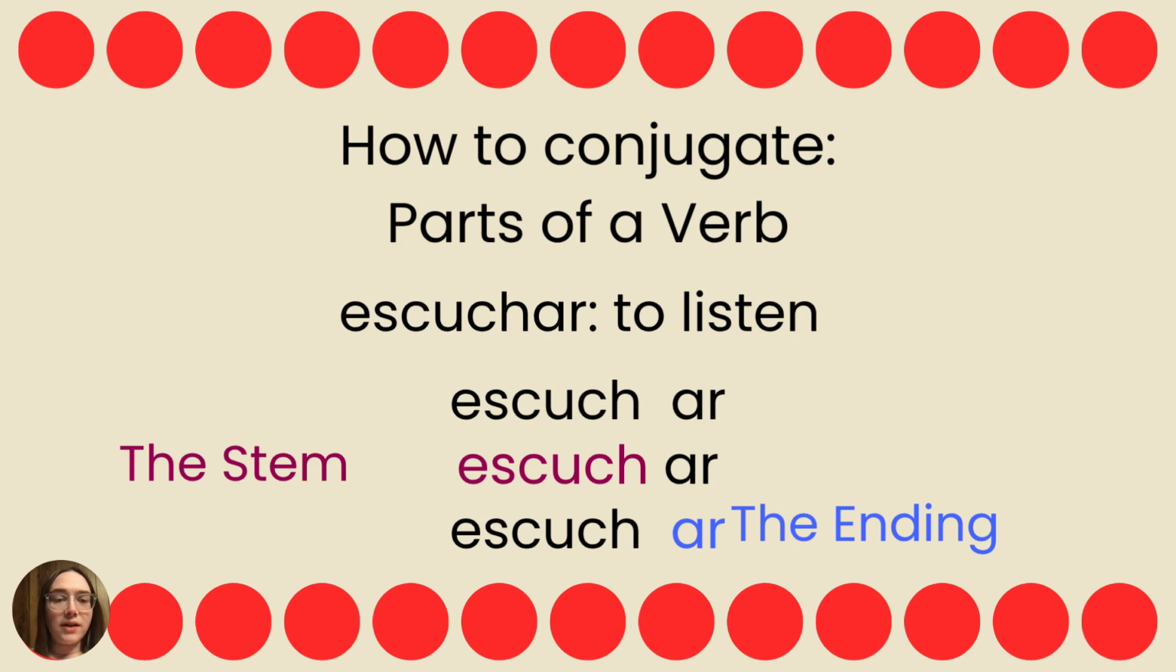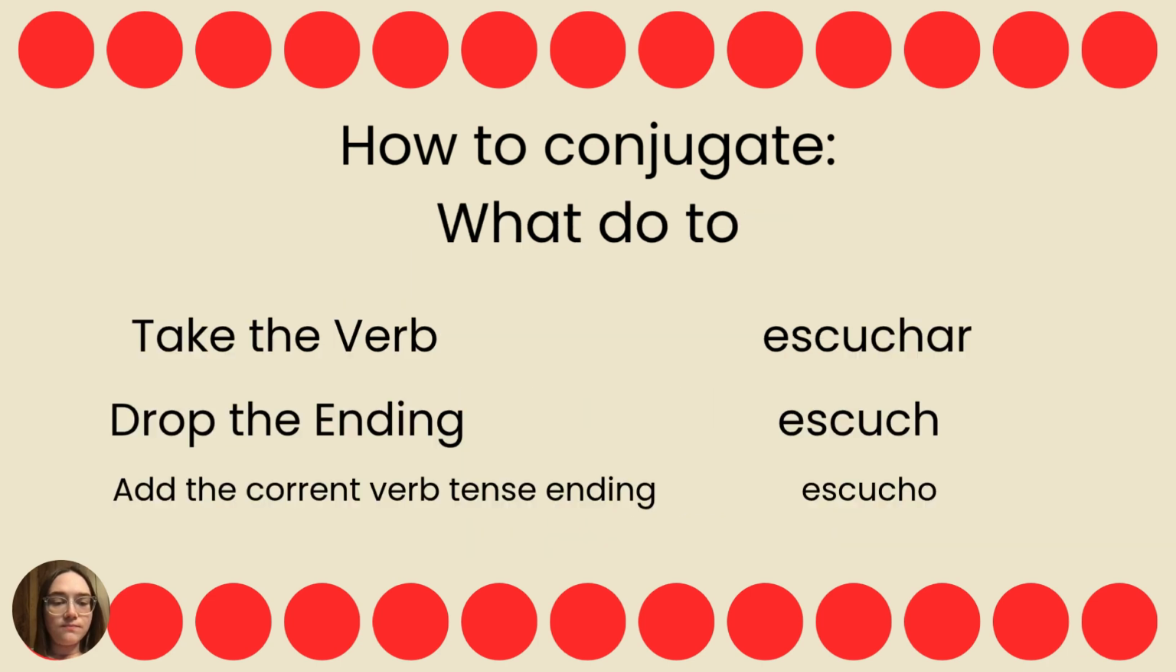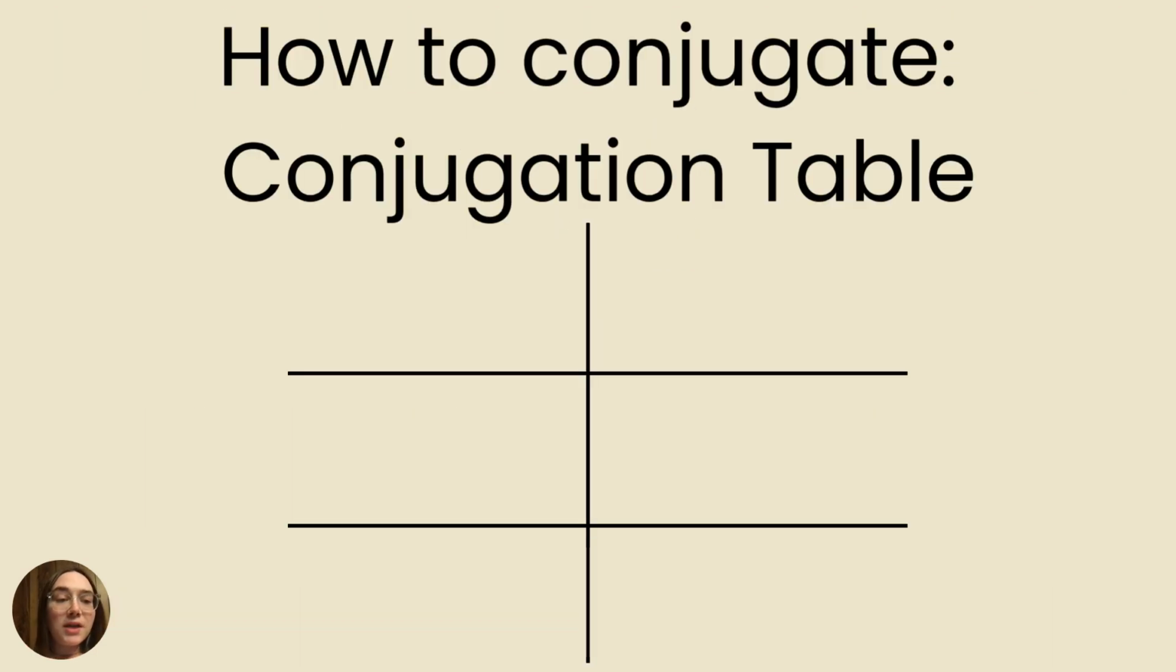How to conjugate a verb, really quick overview. So, for example, escuchar means to listen. So you have the stem, escuch, and then the ending, ar: escuchar. Now, how do we conjugate the verb? We take the verb, we drop the ending, and then we add the correct verb tense ending for the correct pronoun. So you will become very familiar with the conjugation table.